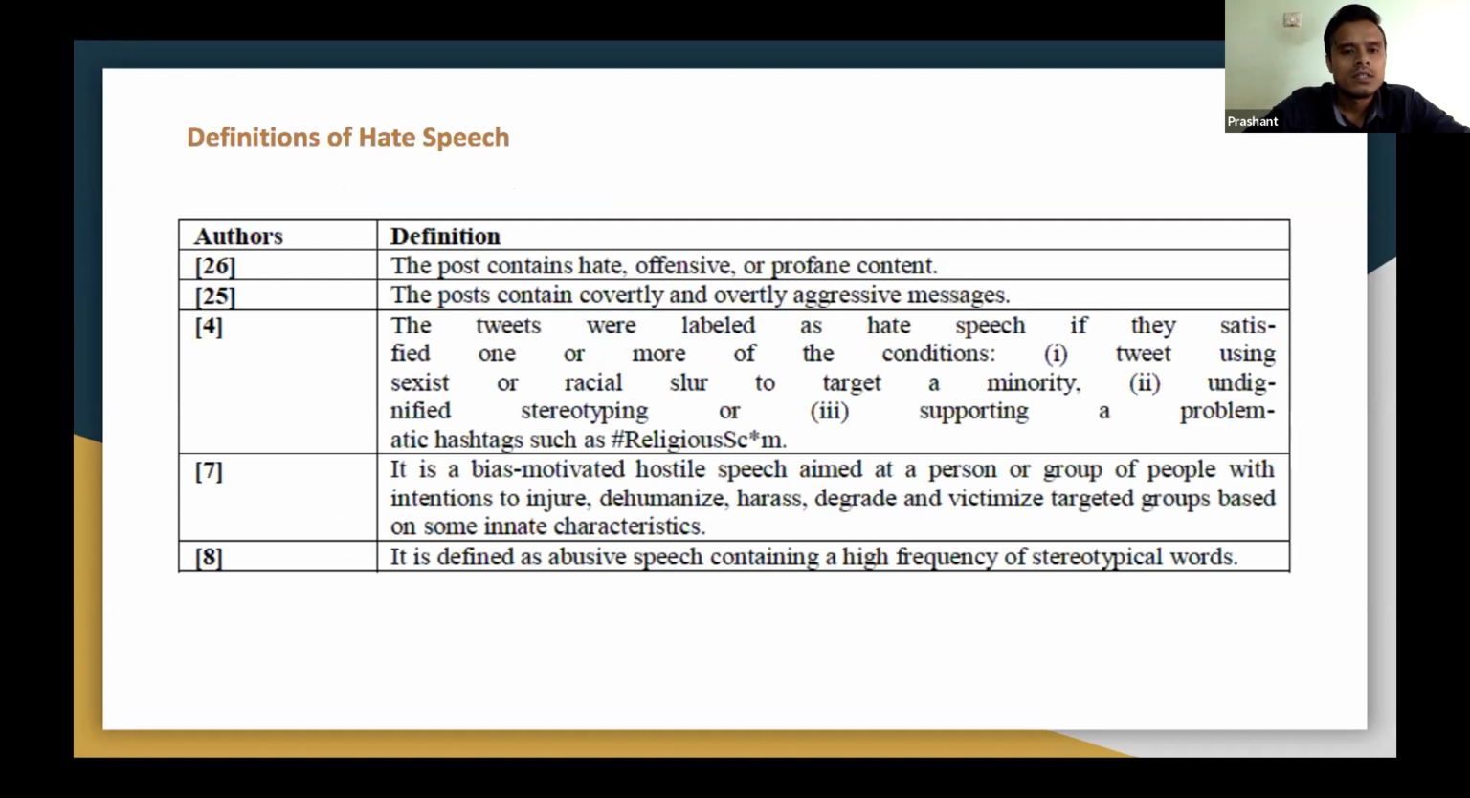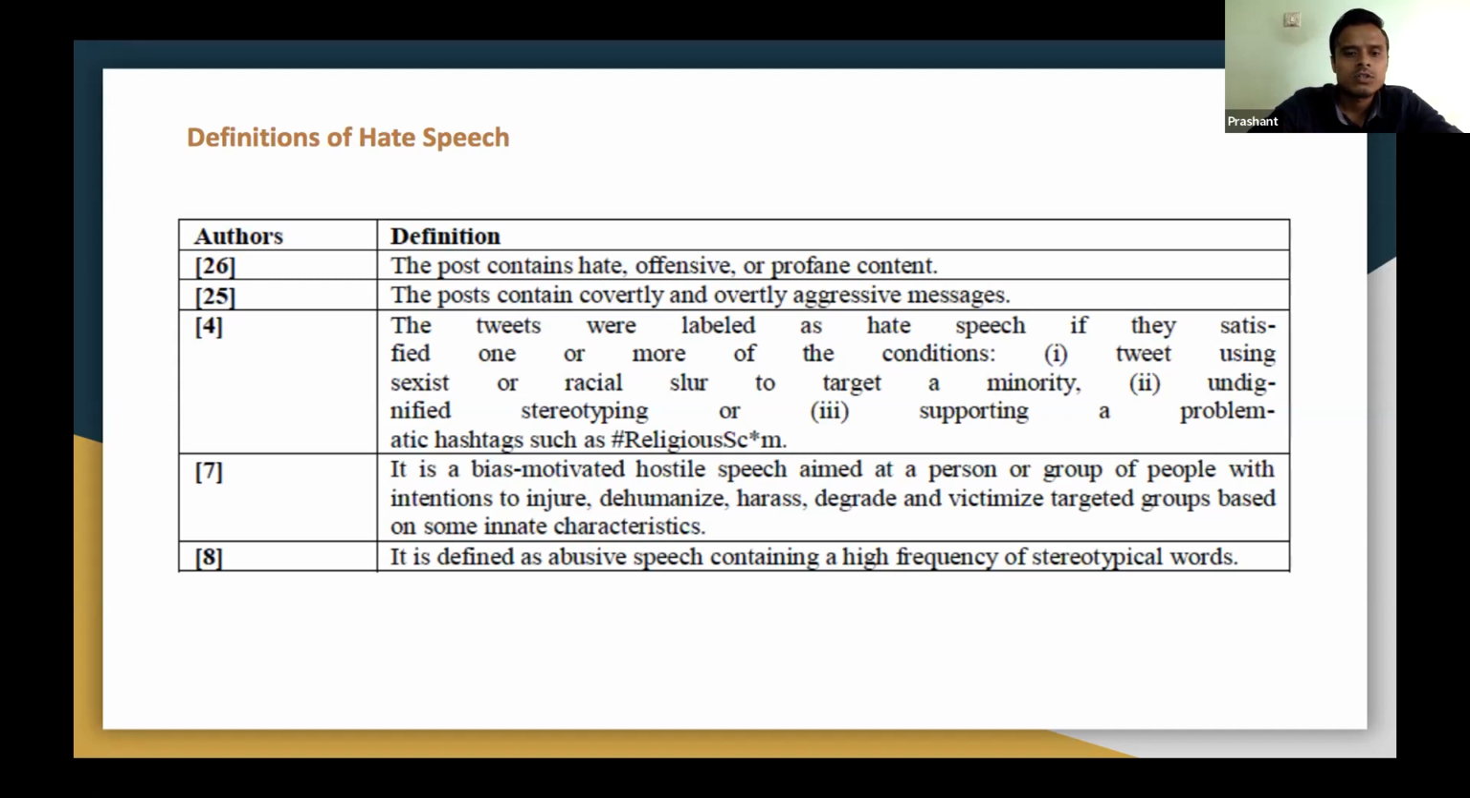These are the definitions of hate speech that have been used by researchers to crawl the dataset. The first one is any post that contains hate, offensive, or profanity content. Some have defined it as a post containing covertly and overtly aggressive messages, whereas in the third, a tweet will be classified as hate speech if it is using any kind of sexist or racist slur to target any minority, or used to support a problematic hashtag, which can be termed as hateful.